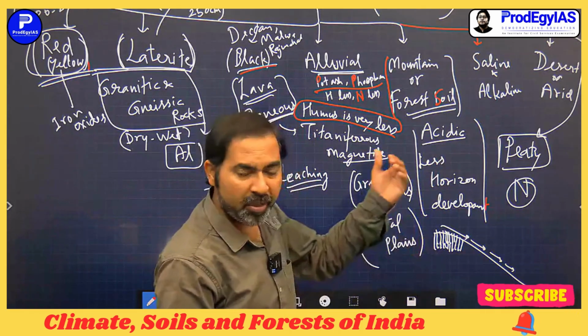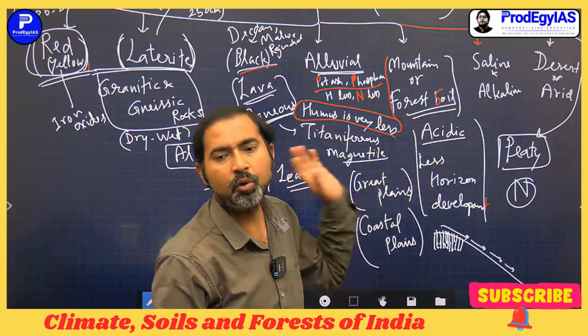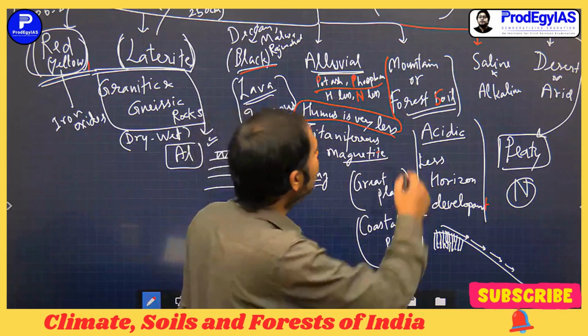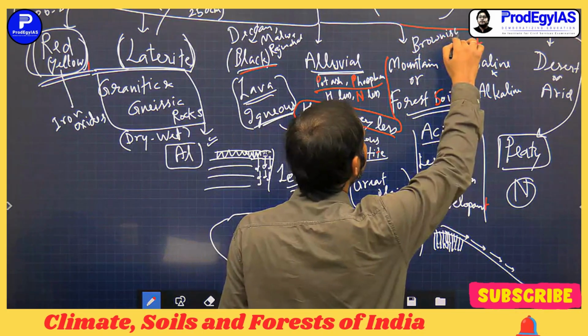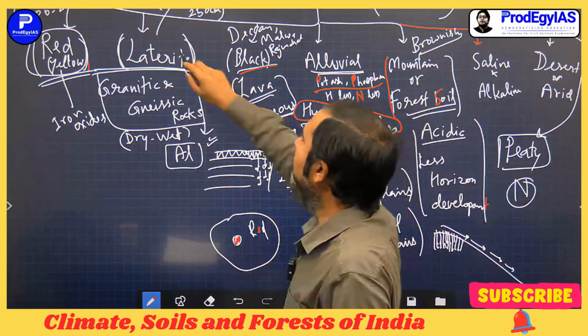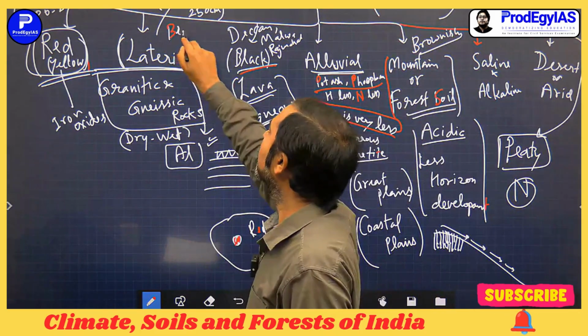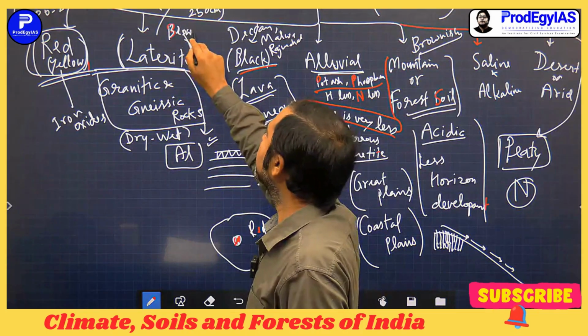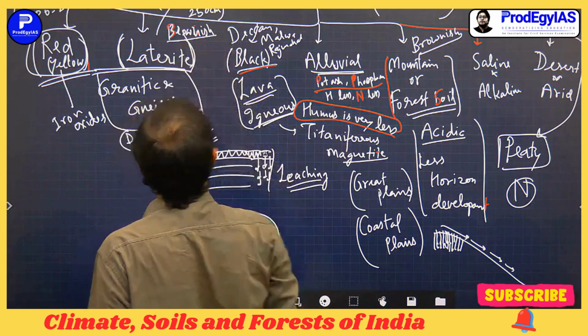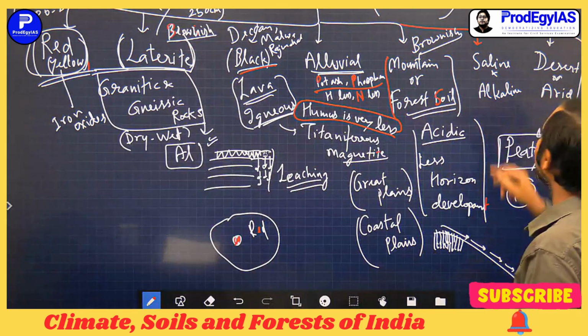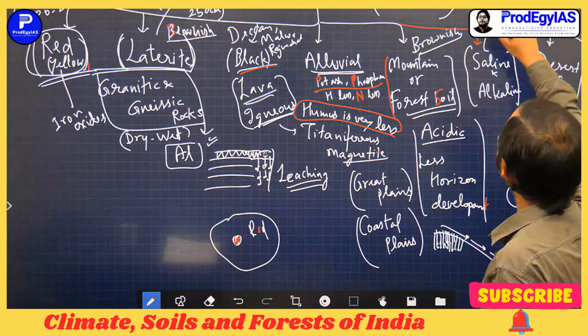So the soil forming process here is very slow. And they are also brownish, reddish to brownish in color. This is a problematic soil of India.